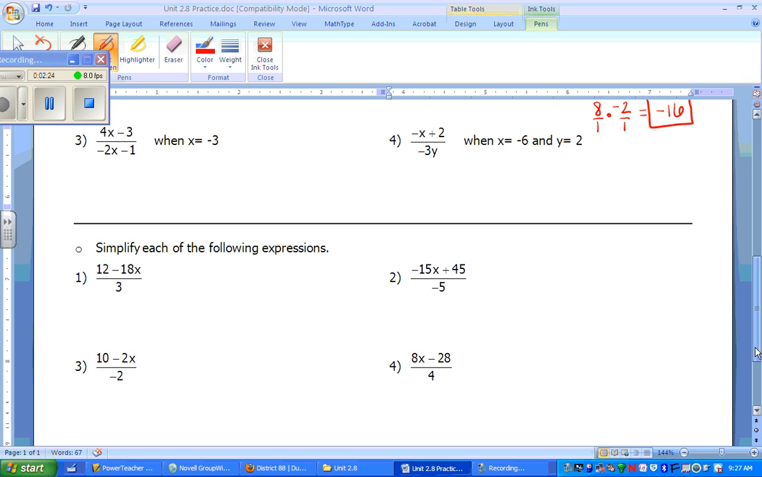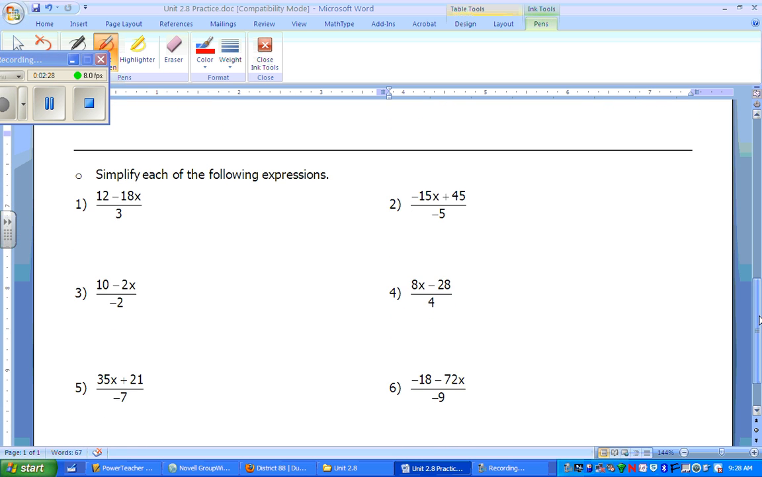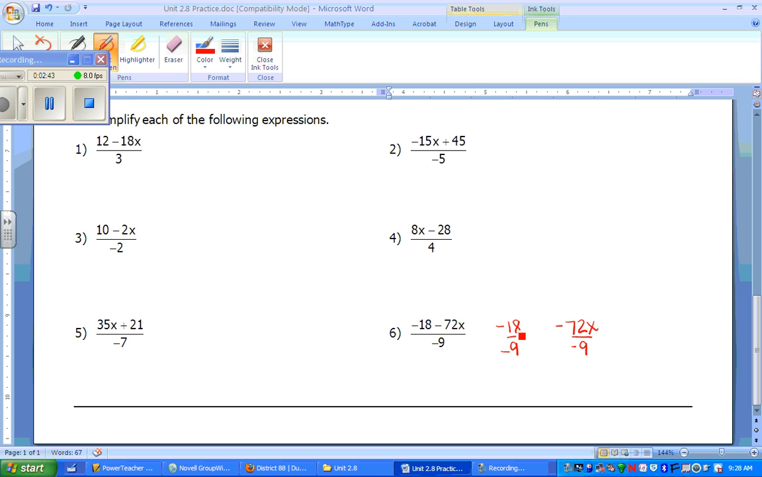In the third section, you're going to end up with a variable in your answer, and that's okay to have that. We talked about how we want to separate negative 18 and negative 72x, and we want to put them both over the denominator. Now we can simplify. 18 divided by 9 is 2, and it does become positive because the negatives cancel. 72 divided by 9, again the negatives cancel. And this is what I'm left with.